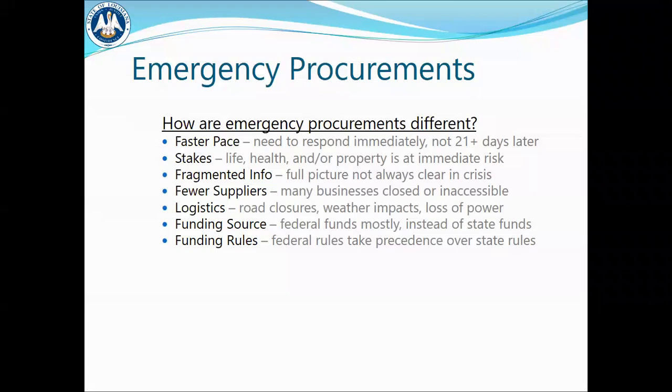There are fewer suppliers, many businesses are closed or inaccessible, and that could be a power outage, telecoms being down, could be any number of things. So we have to have a reliable supplier network that can supply in emergencies. Logistics can be a nightmare: road closures, weather impacts, loss of power. I'll touch on an example for logistics during the ice storm in February.